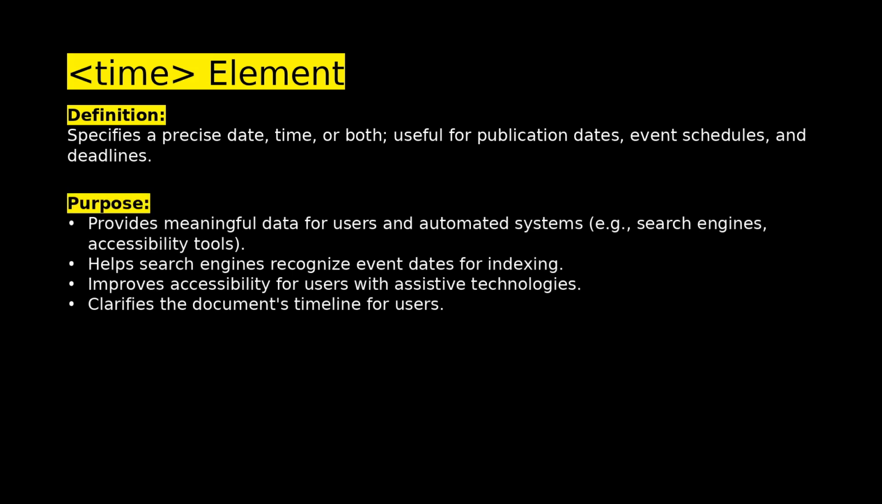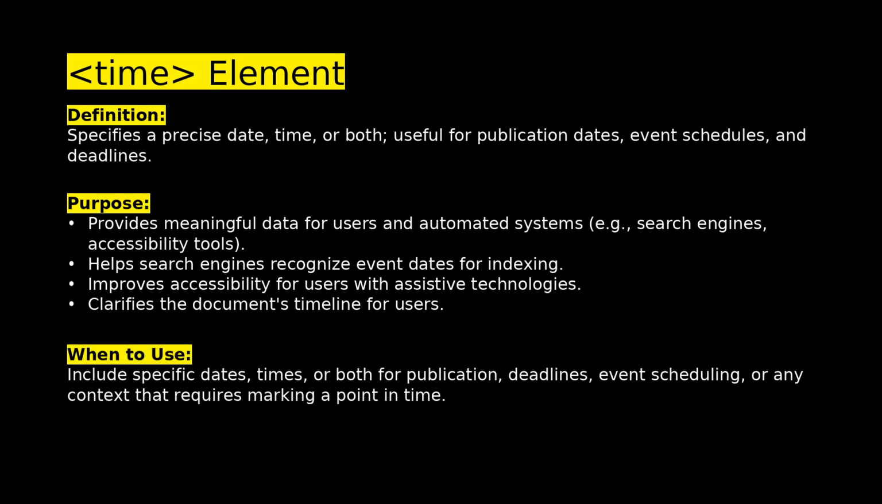The time element provides meaningful data that both users and automated systems, such as search engines and accessibility tools, can interpret accurately. This helps search engines recognize event dates for indexing, improves accessibility for users with assistive technologies, and generally clarifies the document's timeline for users. Use the time element when including a specific date, time, or both for publication, deadlines, events, or scheduling, or any other context where it's important to clearly point to a time.